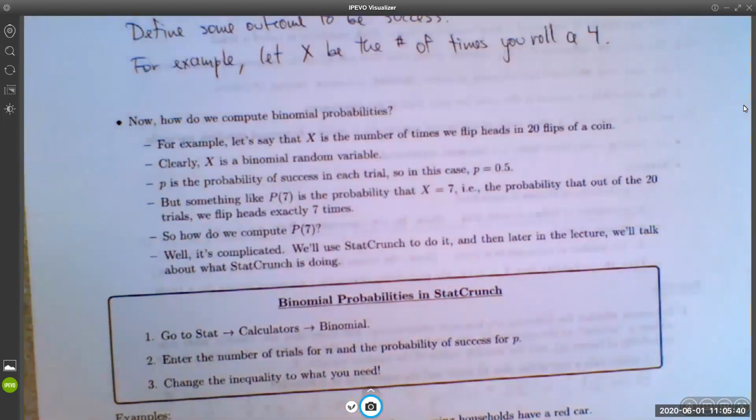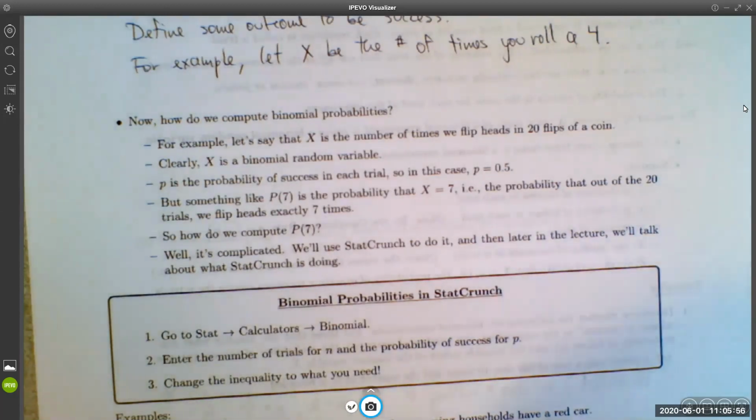Think about it. If that's your logic, then you would say the probability that you flip heads 20 times would be 20 out of 20, or in other words, 1. In other words, you have a 100% chance of flipping heads 20 times. Obviously not true, right? That's obviously not true.